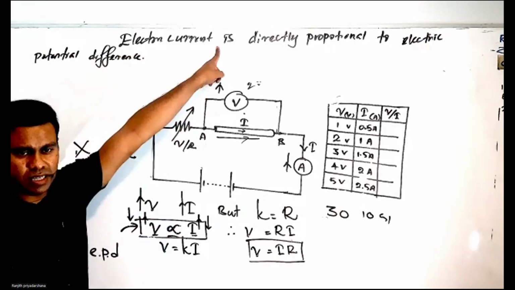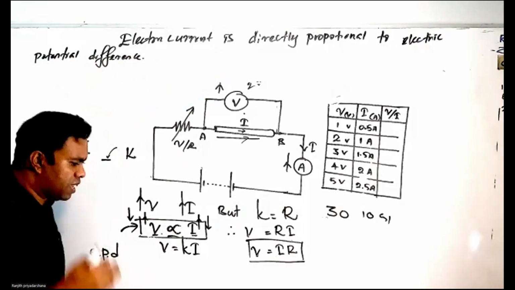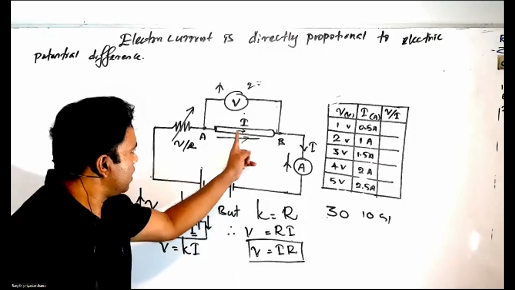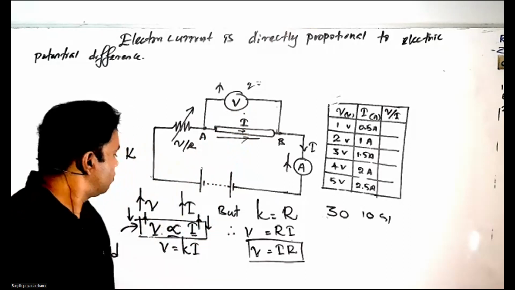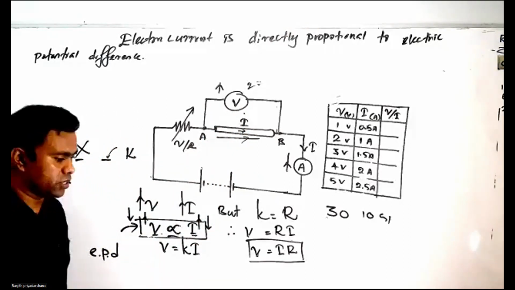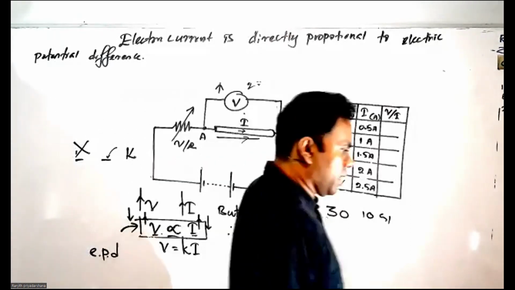Right. That electric current is directly proportional to the electric potential difference.